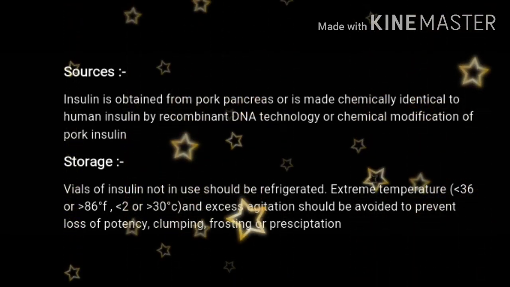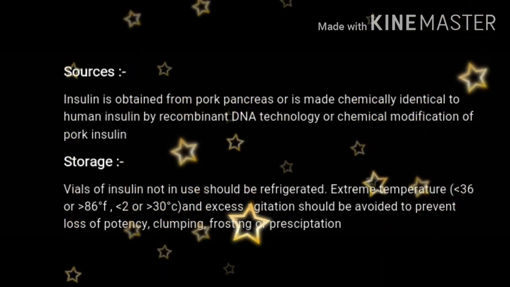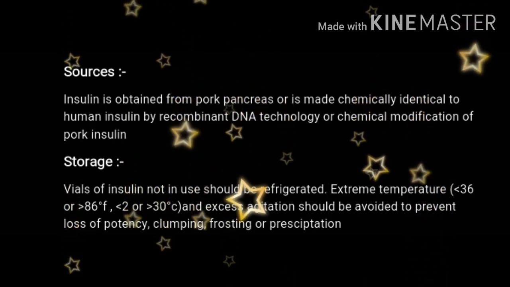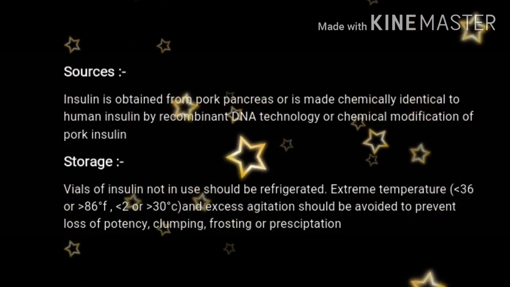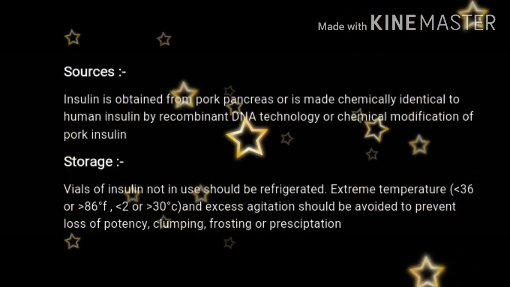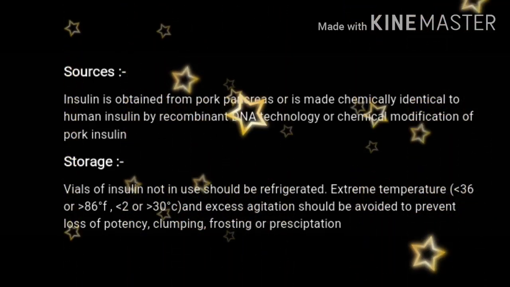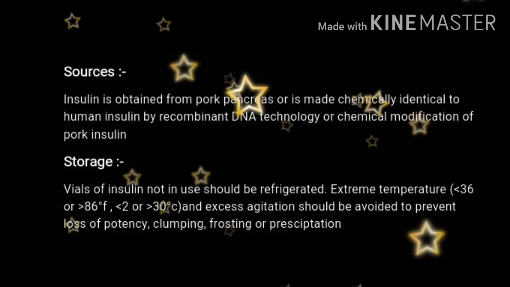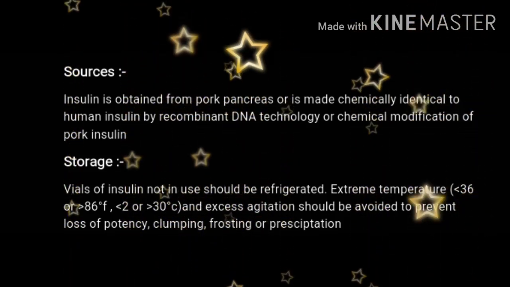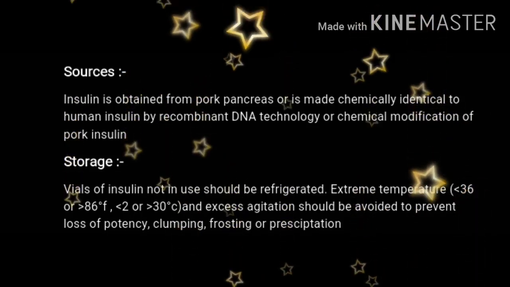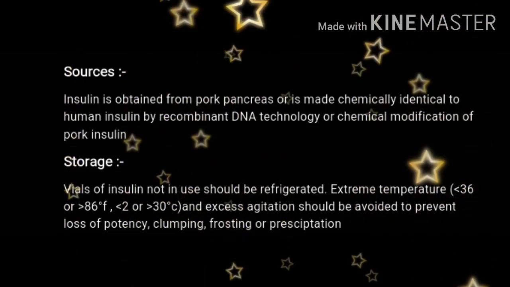Then, sources of insulin. Insulin is obtained from pork pancreas or is made chemically identical to human insulin by recombinant DNA technology or chemical modification of pork insulin. It means the source of insulin is pork pancreas, or it is made chemically identical to human insulin by recombinant DNA technology.